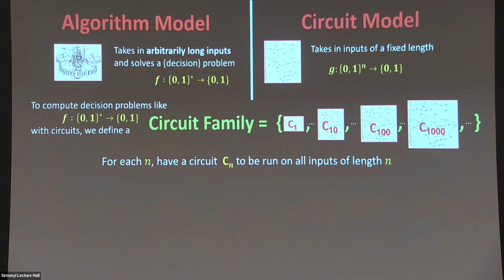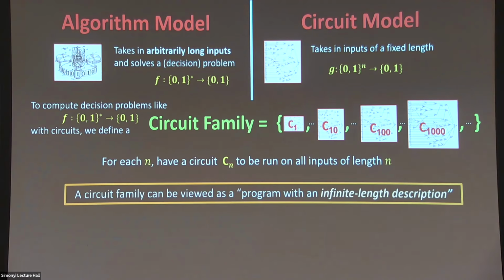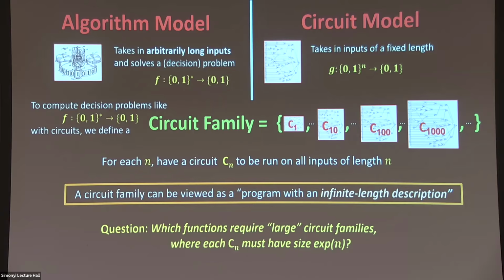But this sort of question becomes very hard because this is effectively an infinitely long description. On any input of length n, you might only be looking at some finite number of bits of the description, but it's an infinitely long description. And so the usual methods of recursion theory and computability theory go out the window when you have infinite length descriptions. The big question in circuit complexity is which natural, interesting functions require large circuit families, where each C sub n must grow, say, exponentially in n, or even super polynomially in n. And this is a wide open question by and large.